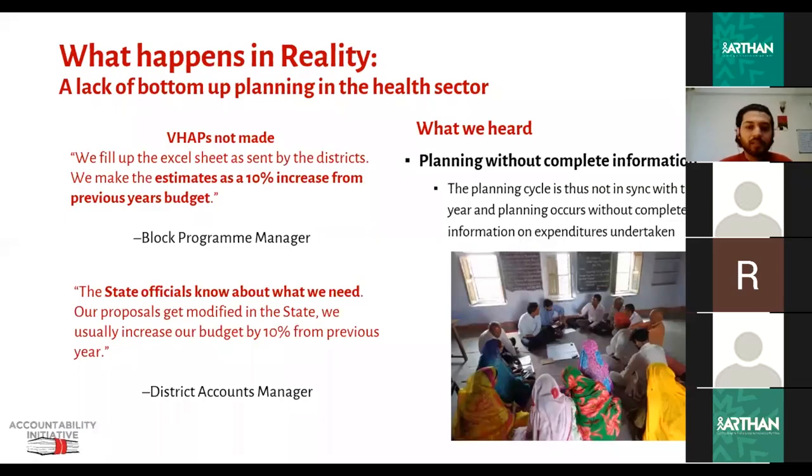And you can see that the same is the case at the district as well. So the district accounts manager said, well, state officials know what we need. Our proposals get modified by the state, and we usually increase our budget by 10% from the previous year. And this is known as incremental budgeting, where the previous year's budget is simply increased by a set proportion. Now, how is this useful? And do NGOs and other organizations really have this kind of information? Yesterday, Chakshu, in the session on building knowledge, skills, and attitudes for effective government engagement, mentioned that there is a gap in understanding among a lot of people in civil society on how money flows happen. And AI is trying to bridge some of that gap.